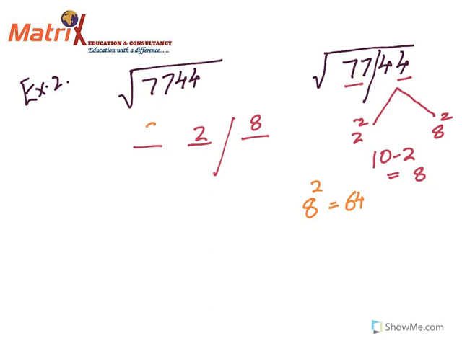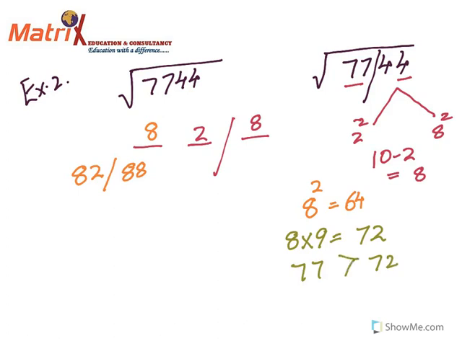Now this number will be 8. So either the answer will be 82 or the answer will be 88. How to find out which is the correct answer? We repeat the same step again. We found this as 8, multiply this with its next number, that gives me 72. Now let's compare 77 and 72. 77 is greater than 72, which means the larger number will be my answer. So my final answer here is 88.